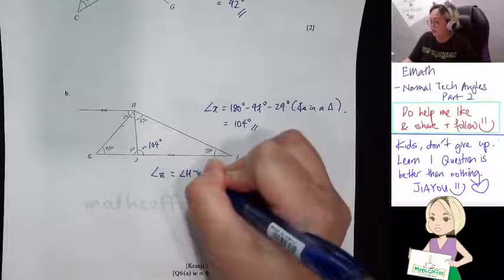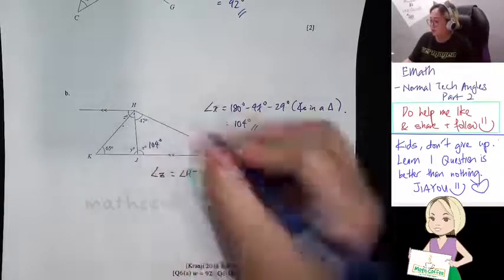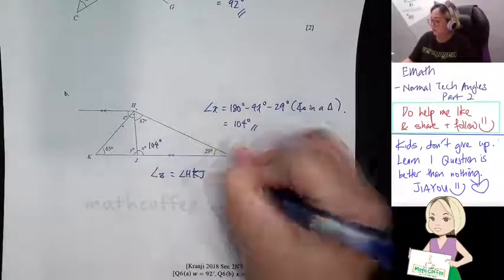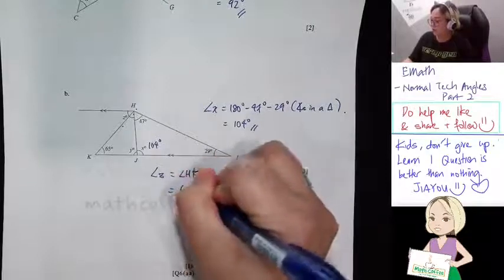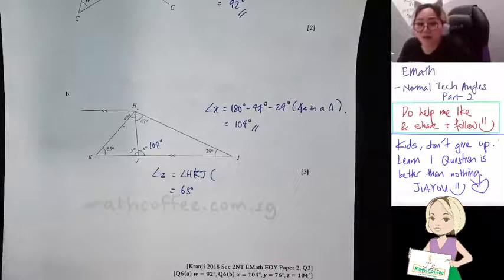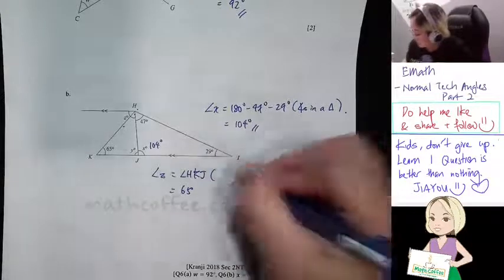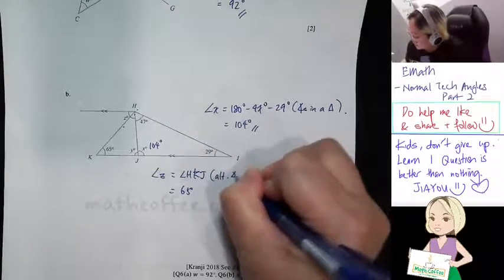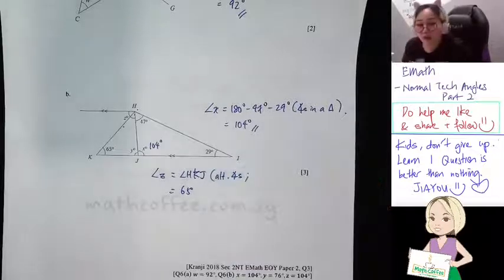Angle HKJ, which is equal to 65 degrees. So what is the reason that I have to write here? Alternate angles. Well done. Okay, alternate angles. And you have to give me the pair of parallel lines. Can you tell me what the parallel line is?